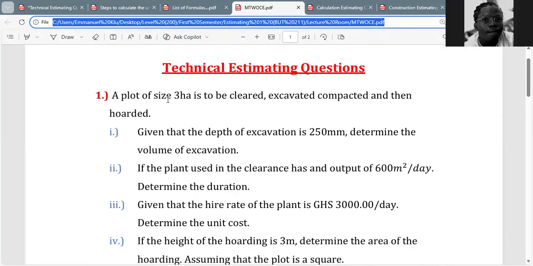So our question one says that a plot of size 3 hectares is to be cleared, excavated, compacted, and then hoarded. Given that the depth of excavation is 250 mm, determine the volume of excavation. So let's try to put down our given and then see if we can continue from our I.